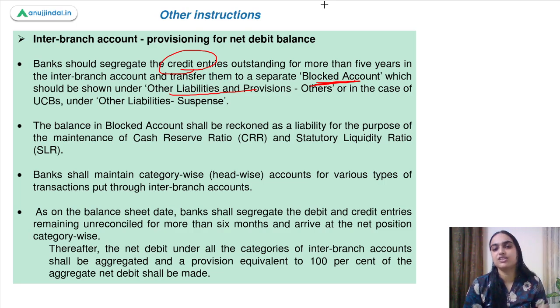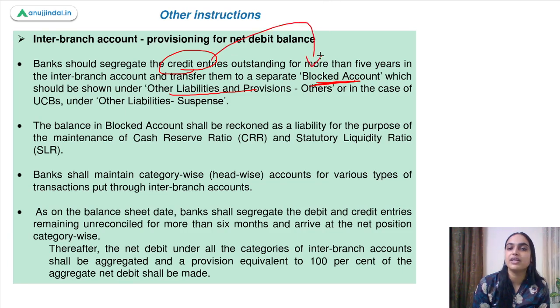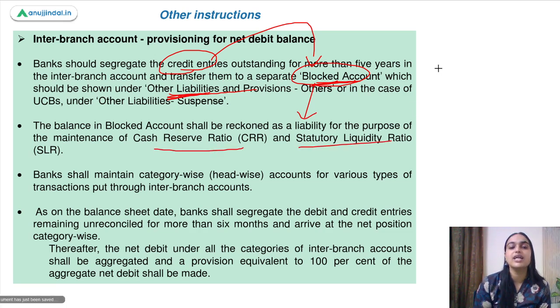If there are certain credit items that are outstanding for more than 5 years, okay, so there are liabilities outstanding for more than 5 years, then they need to be transferred to a separate account called the blocked account, and it will be shown under other liabilities. And if you are having some liabilities under this blocked account, then also you need to maintain the reserves against that.